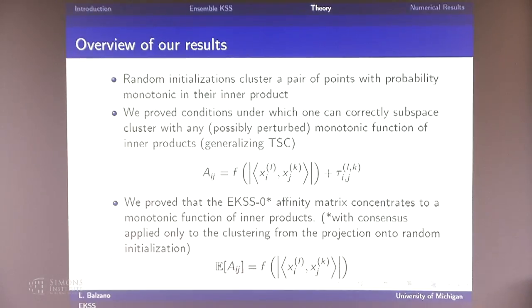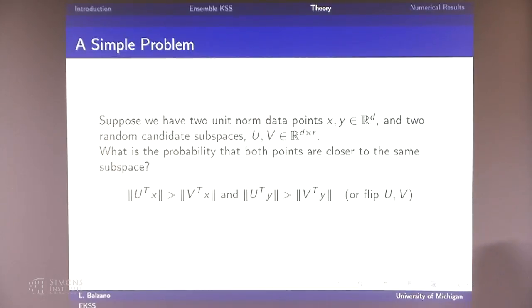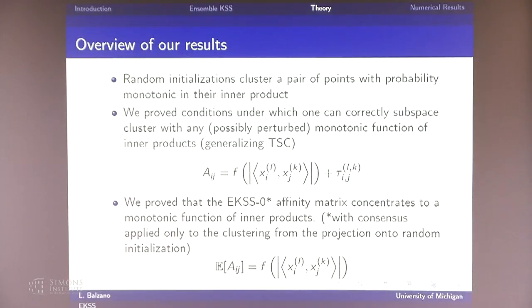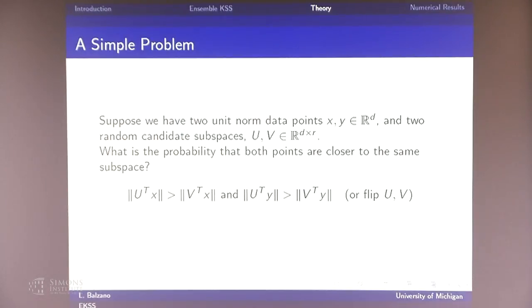Okay, so I don't know exactly when I started, but five more minutes, okay. So I'm just going to maybe tell you about the first simple results and then the last theorem. So like I said here, random initializations cluster a pair of points in a monotonic function of their inner product. So we were sort of exactly asking that question at the beginning. How can we characterize the probability that two points, x and y, in our data set are clustered together, either both clustered to this subspace, or if you flip them, both clustered to a subspace v, right?